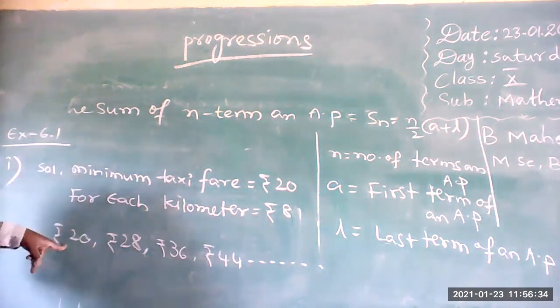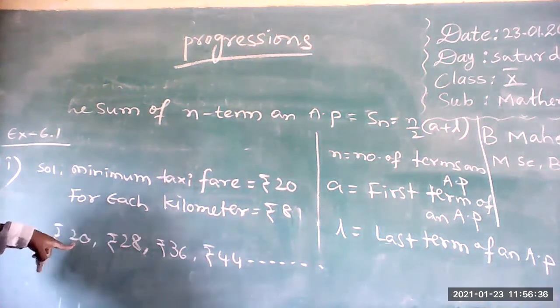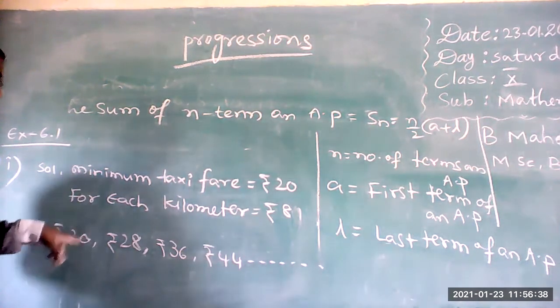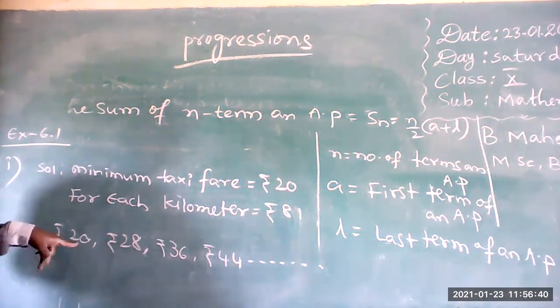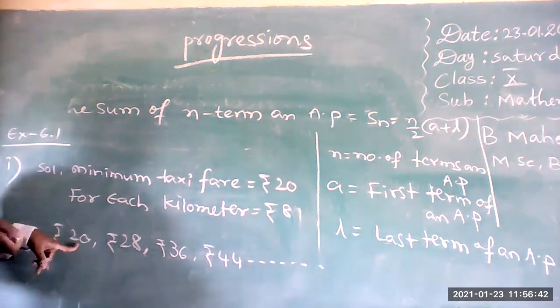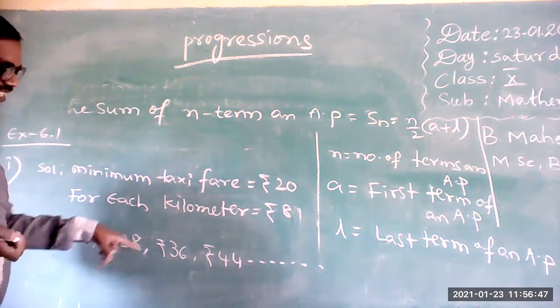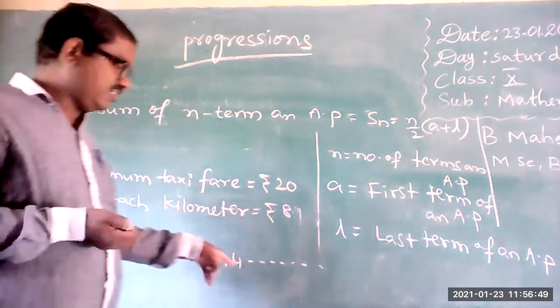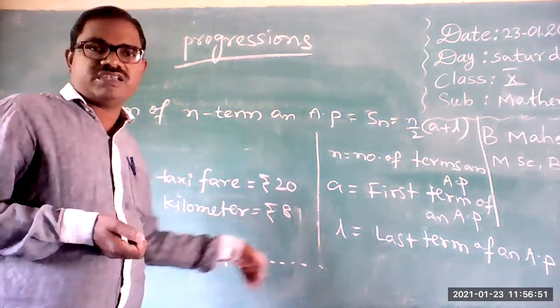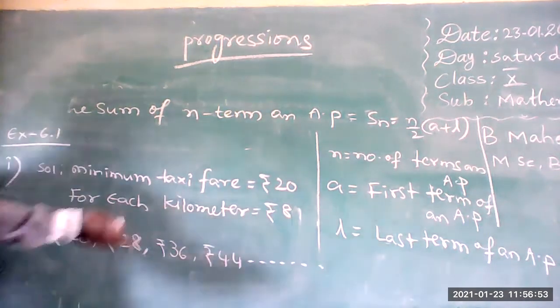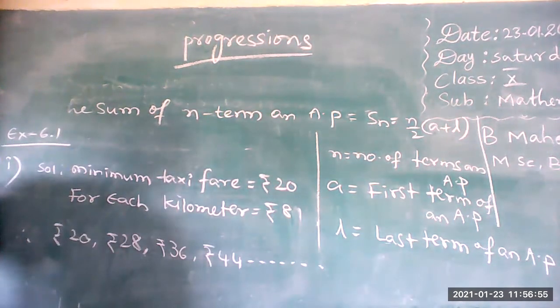So the first fare is 20 rupees. When the distance is increased, the price also increases. So first kilometer 20, and each kilometer 8 rupees is added. So second kilometer 28, next kilometer 36, next kilometer 44, and so on. So is this given series an AP or not?